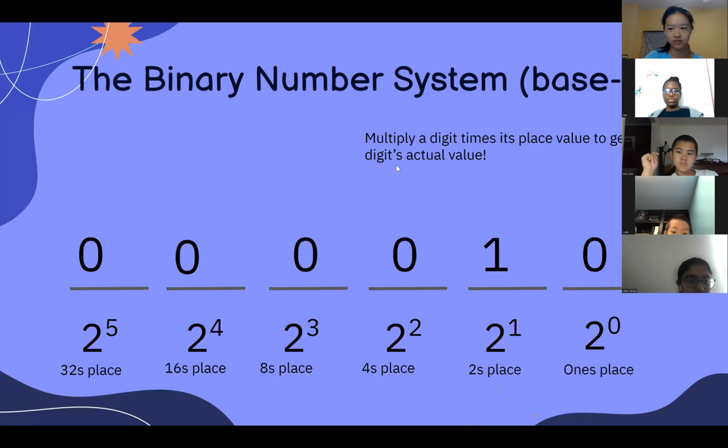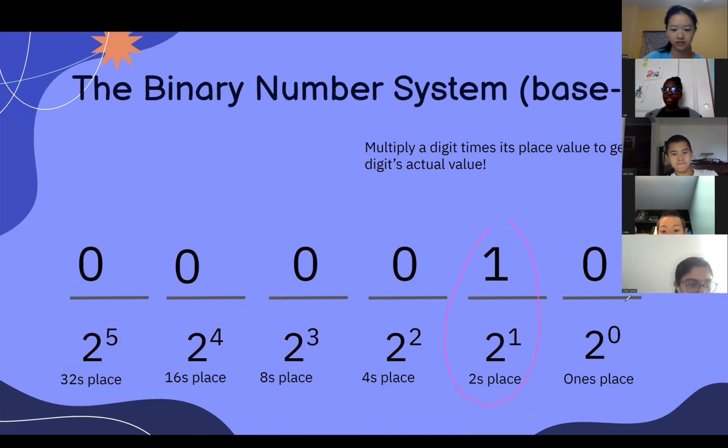And so this is how you use the binary system. As you can see, there's a 1 in the 2's place, meaning that there is one 2. So this number is 2.